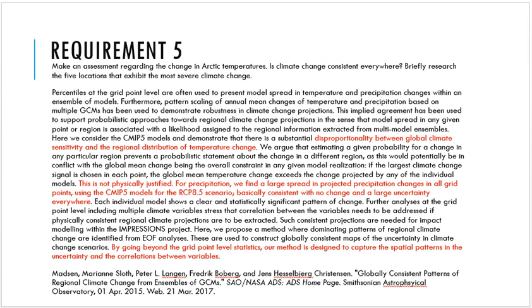So for requirement 5, the main takeaway is that there is disproportionality between global climate sensitivity and regional distribution of temperature change. And then also looking at precipitation change using both the CMIP5 and the RCP8.5 models, there is no change in the large amount of uncertainty everywhere. Our model captures the spatial patterns and uncertainty.